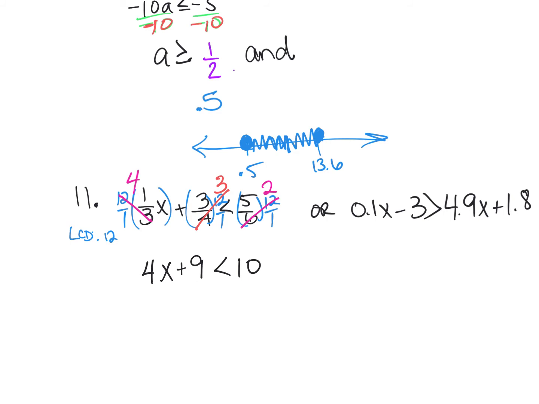So we can multiply each term by the common denominator, and then we don't have to worry about getting a common denominator to add the fractions together or subtract them. And here I can subtract 9. 4x is less than 1. And then divide by 4. x is less than 1/4.